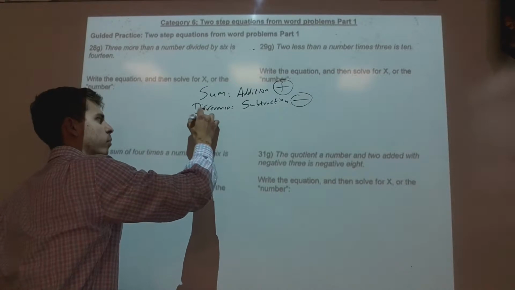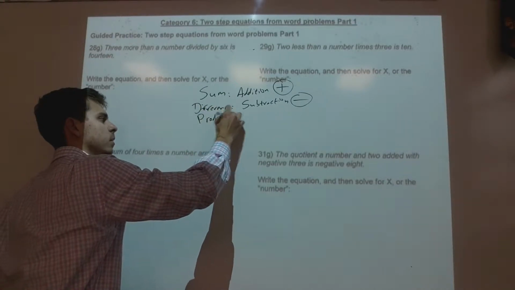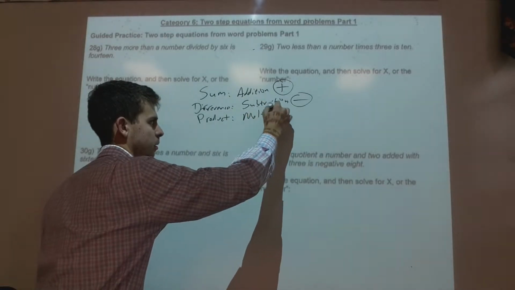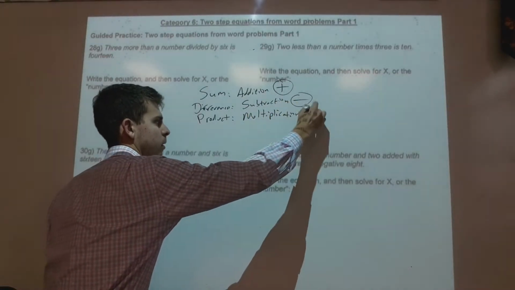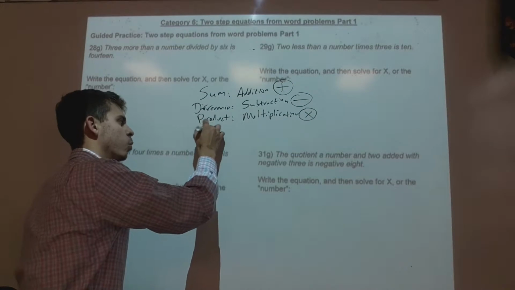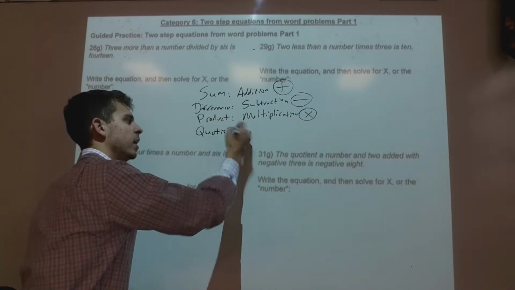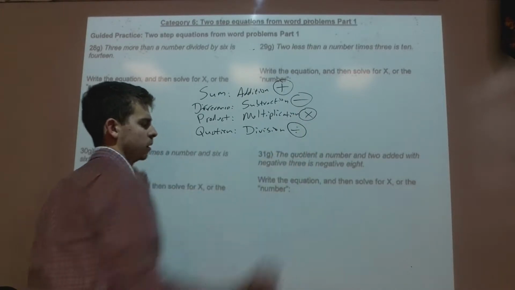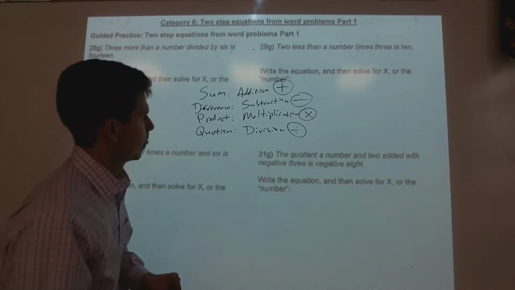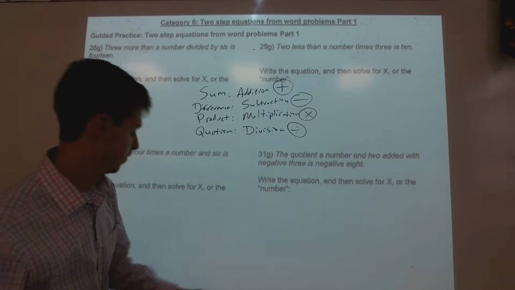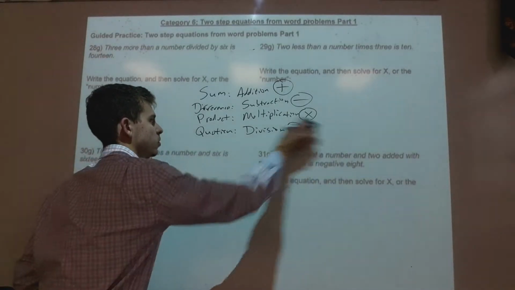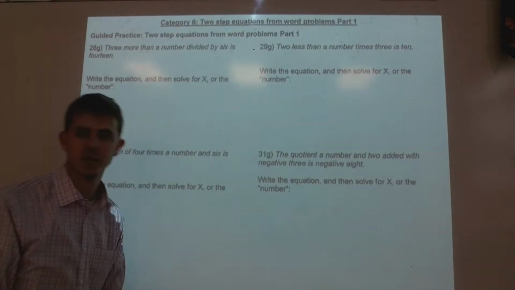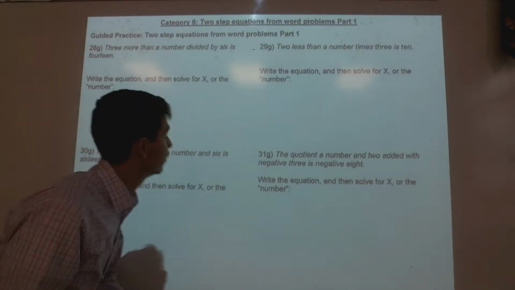If we see product, we are going to think of multiplication. And if we see quotient, that's the answer to a division problem. These are going to help us. Go ahead and make sure these are in your notes. Even if you know it, it doesn't hurt spending 20 seconds to write it down. It increases the hierarchy of learning.